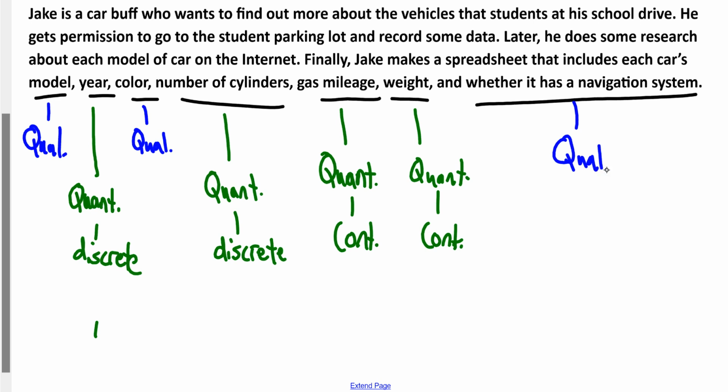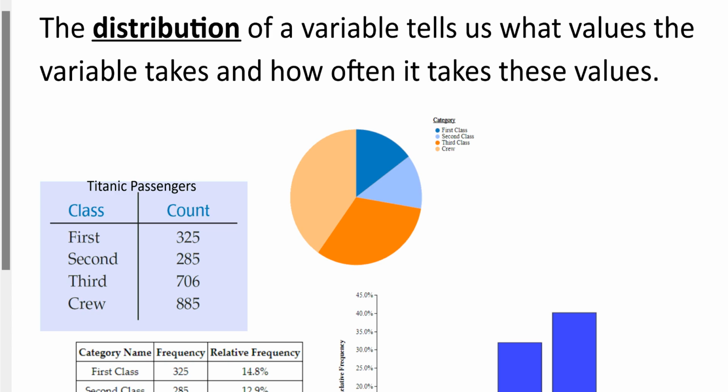All right. So just to finish up here, I've got a couple more things for you. We're going to hear the word distribution a lot, and the basic definition I'm going to have you write down. We're going to get into how we can describe distributions, but the distribution of a variable tells us what values the variable takes and how often it takes those values.